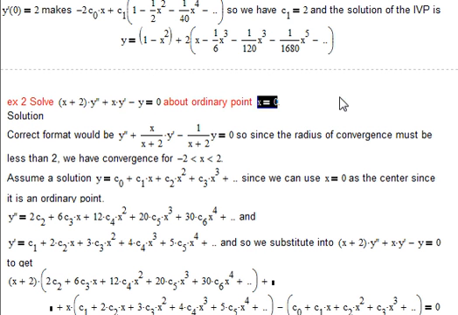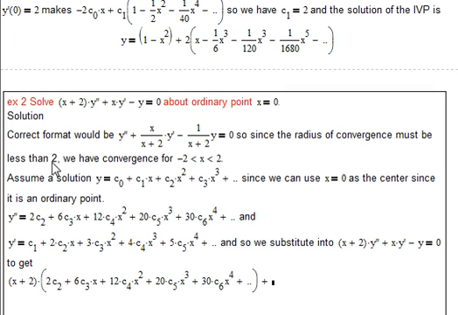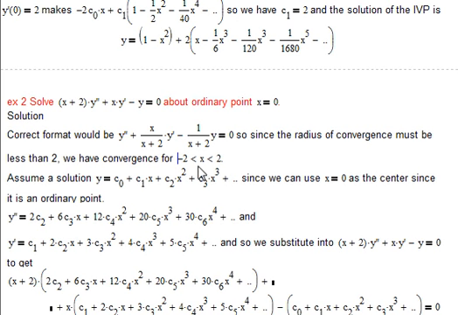Solve about ordinary point x equals 0. Well, we don't quite have the right format, because we should divide everything by x plus 2. Now that means x equals negative 2 is not an ordinary point. Therefore, since our center is 0, our radius of convergence can't go more than 2 away from that. So this solution is only going to be valid for x between negative 2 and 2.